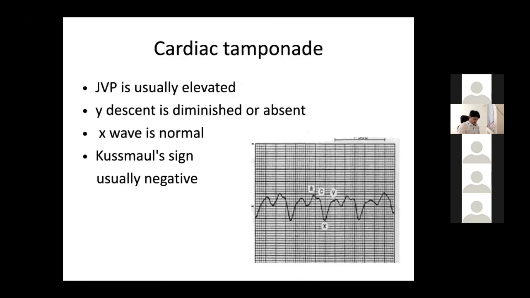Now, what happens in cardiac tamponade? They will ask you in the exam: the JVP is elevated, the X wave is prominent, the Y descent is obliterated, and the Kussmaul sign is usually absent. It is constrictive pericarditis where the typical Kussmaul sign is positive. In 80% of tamponade the Kussmaul sign is absent, and only in 20% it may be present. But the typical finding of cardiac tamponade is pulsus paradoxus.